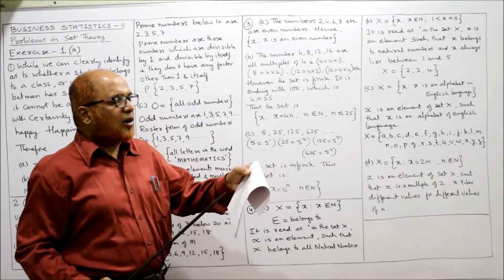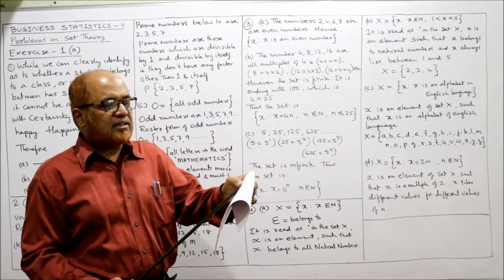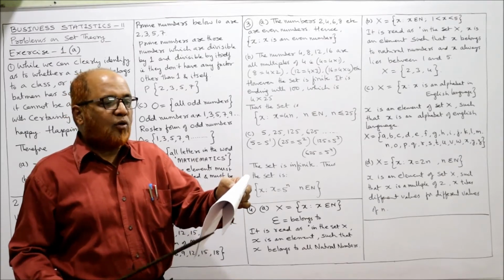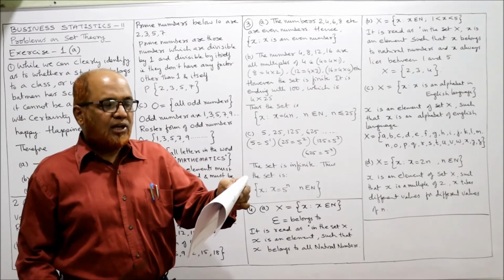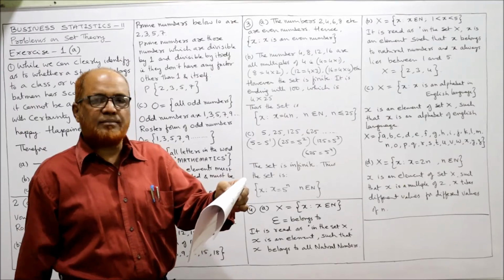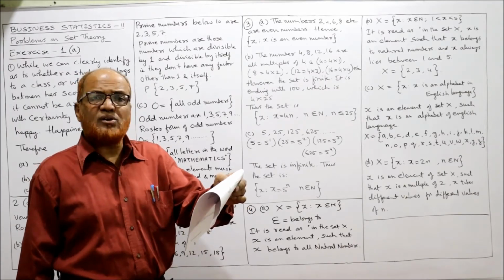Second bit, 4, 8, 12, 16, ... 92, 96, 100. If you closely watch these numbers, all of these are multiples of 4.